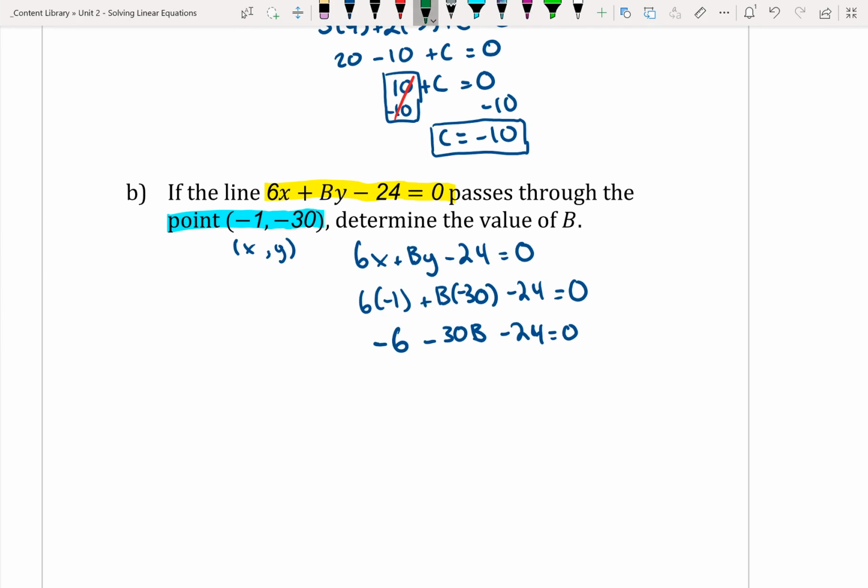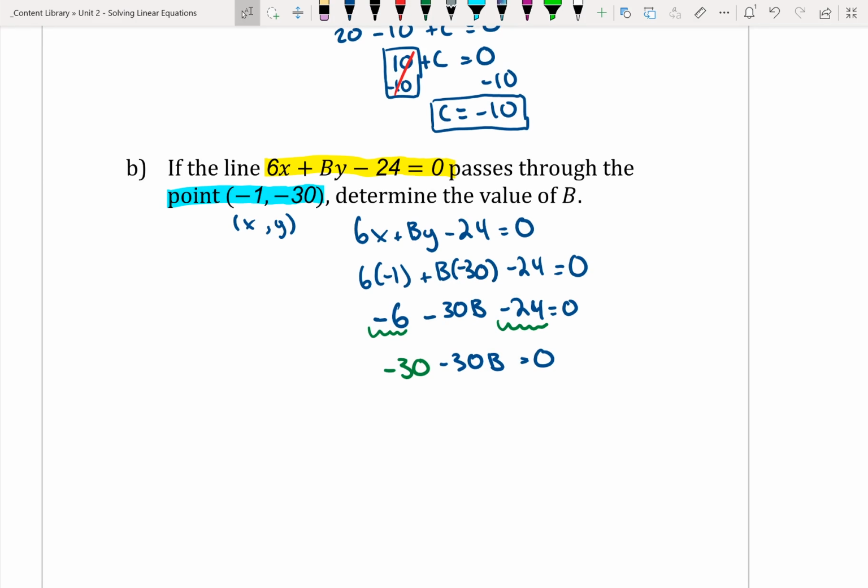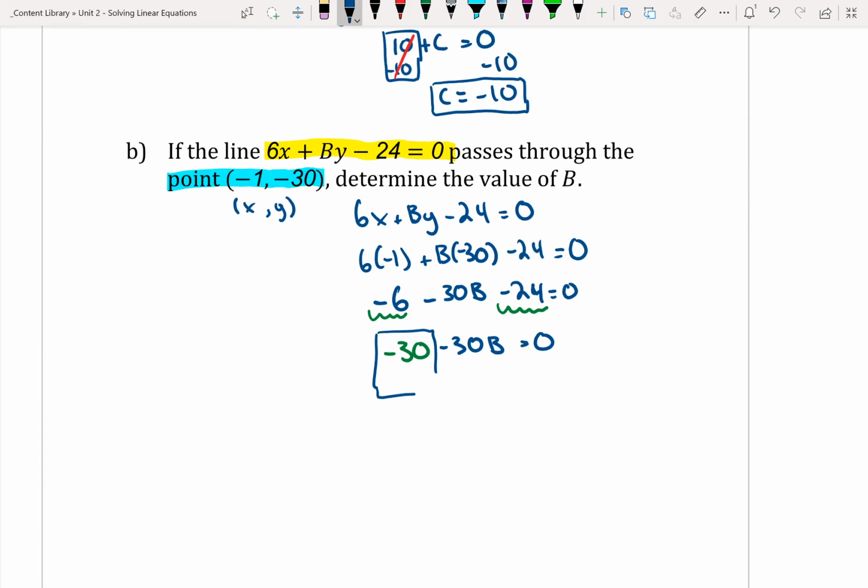Now there are two things I can simplify. I can simplify by combining the -6 and the -24, because those two are like terms. I can't add in the -30b because of that b value. It makes it different. So if I combine those two, I get -30, still minus 30b equals 0. Now I want to focus on getting b by itself. I'm going to start with a separate term first. So instead of minus 30, plus 30 to the other side. One side cancels out. I get -30b equals 30.